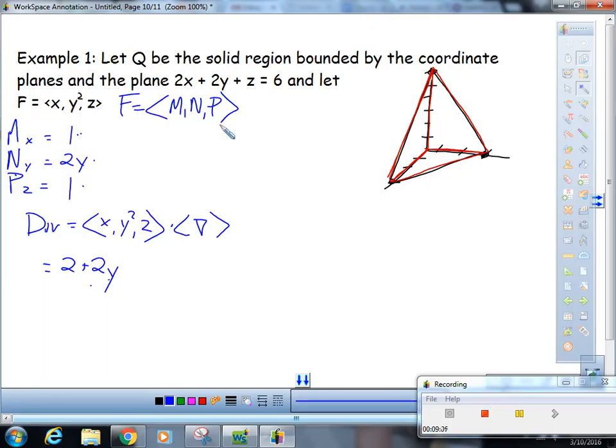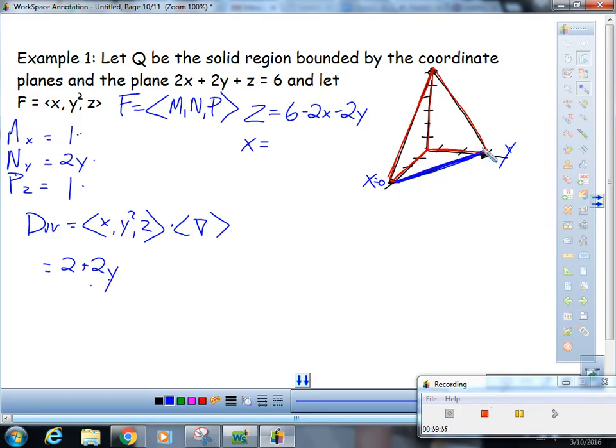The other thing we're going to have to do is come up with our dv. So notice that z equals 6 minus 2x minus 2y. And then if we found our bounds on x, this is the x-axis. This is the y-axis. So x goes from x equals 0 to this.